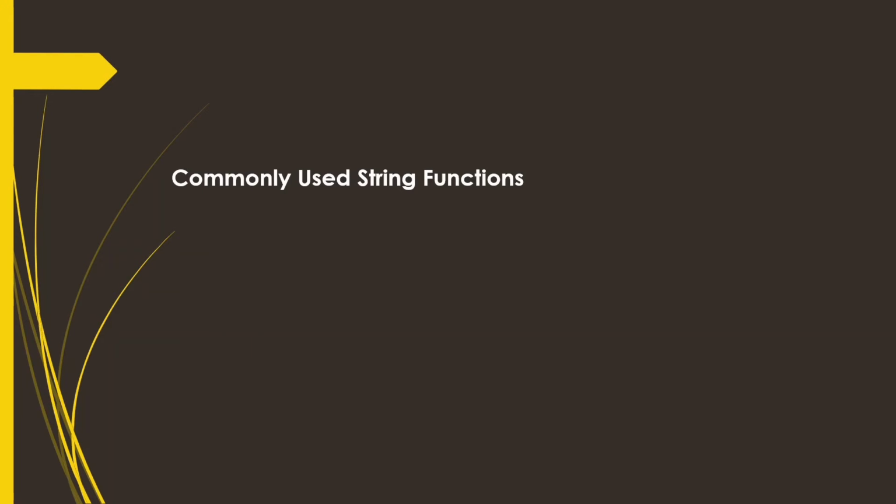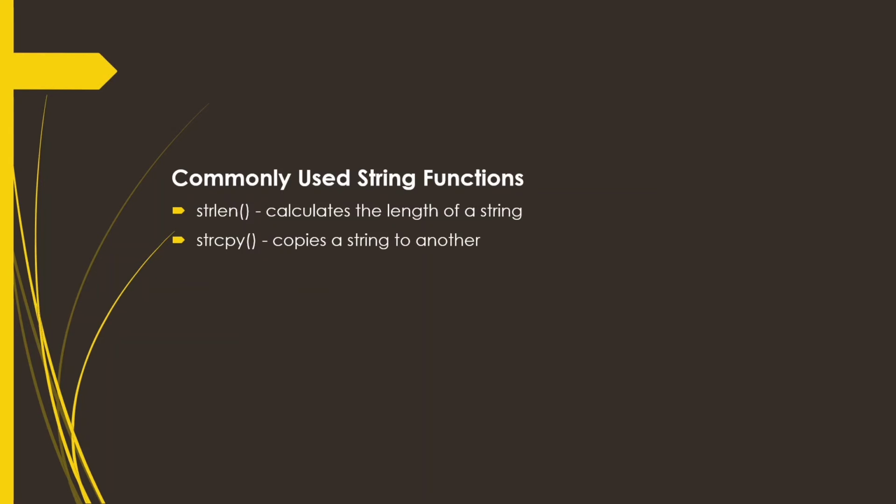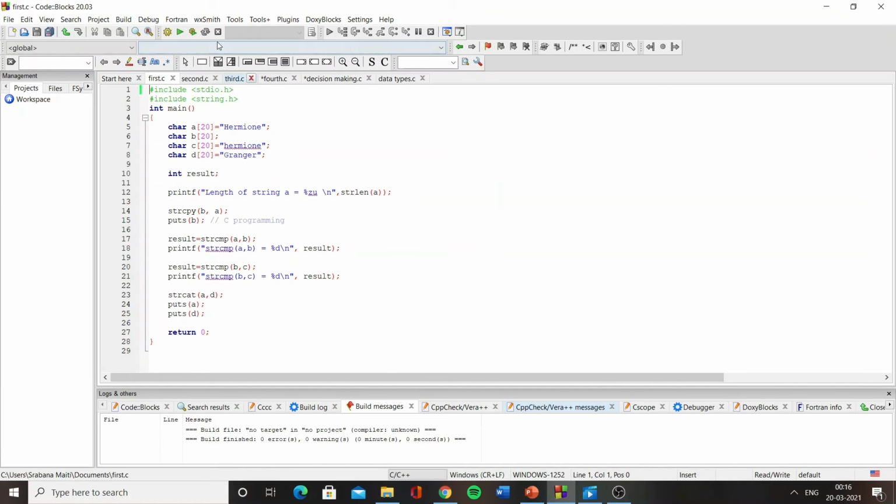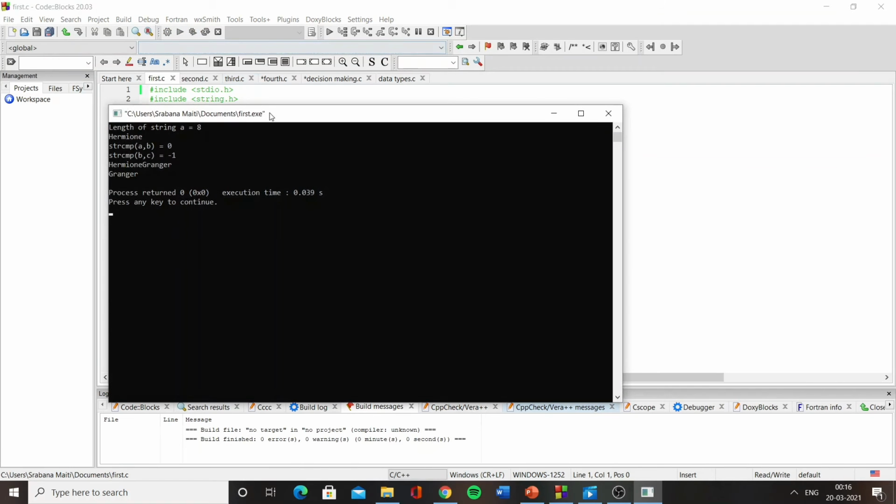Now, some commonly used string functions are strlen, which calculates the length of a string, strcpy, which copies one string to another, strcmp, which compares two strings, and strcat, which concatenates two strings. Now, let us look at a program to understand all these functions better, and also note that all these string functions are included in the header file string.h. So now in this code, let's run it first.